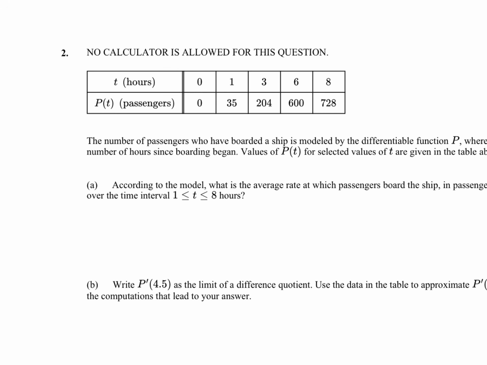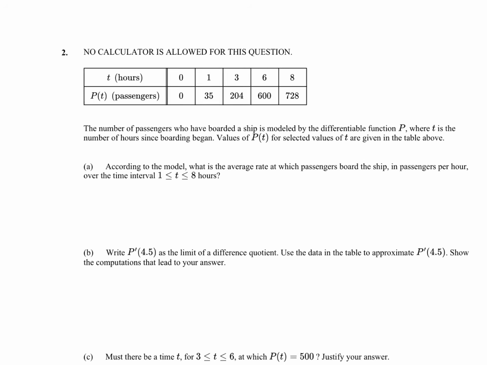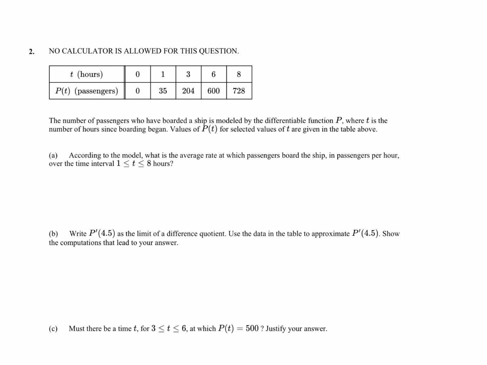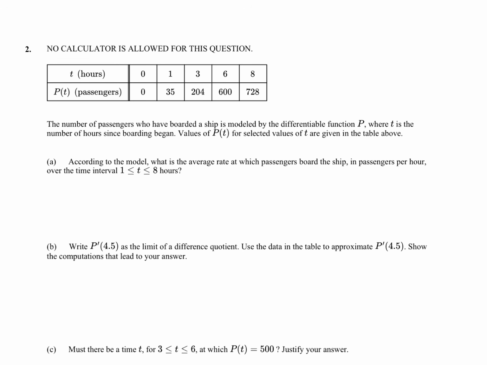Okay, so for the second FRQ, they give a chart and they explain it. The number of passengers who have boarded a ship is modeled by the differentiable function p, where t is the number of hours since boarding began. Values of p at t for selected values of t are given in the table above.